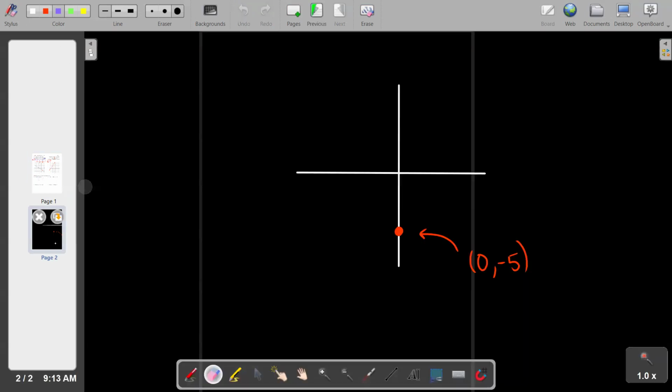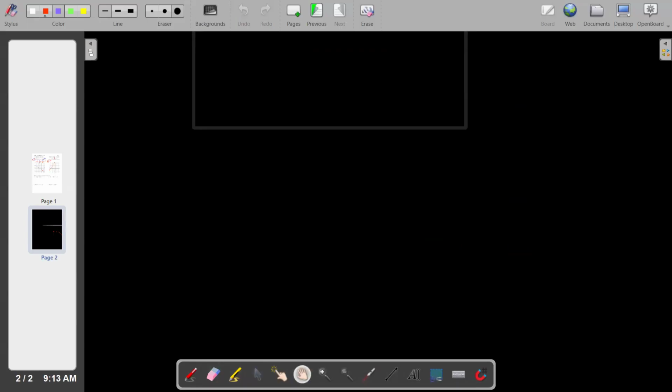Let me ask you a question. If I put up this equation, what's the slope? Go. Nope. 5. What's the y-intercept? Okay, how about this one?